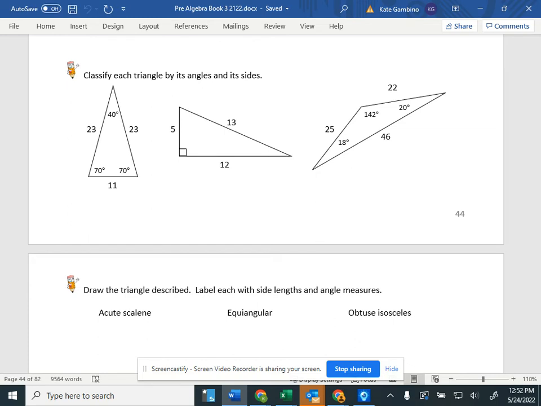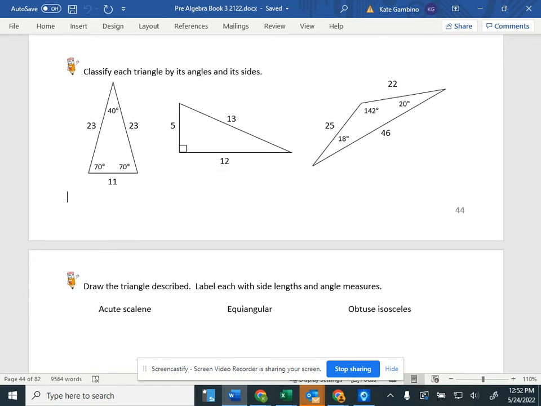So classify each triangle by its angles and its sides. So I'm going to see two names of triangles. Tell me what its side name is and tell me what its angle name is. So I'm going to need to see two for each of them. Does that make sense? So give me the side name, then give me the angle name.